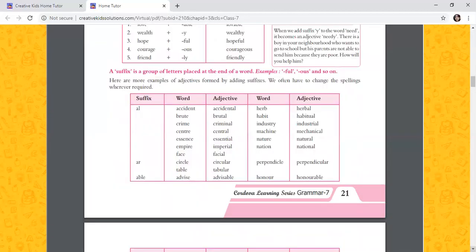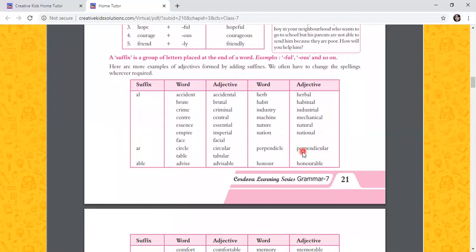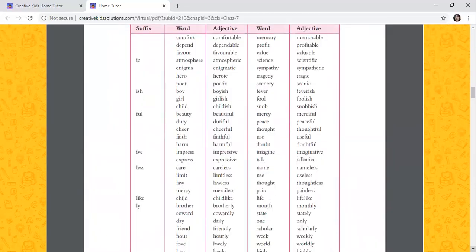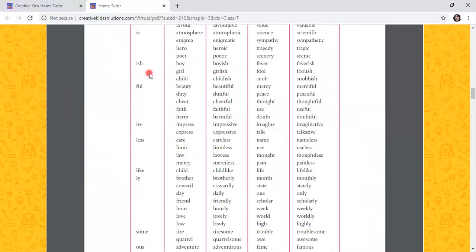Here, various examples are given by using the suffixes al, ar, able. Then atmosphere, atmospheric; science, scientist. By using ISH: boy, boyish; fever, feverish. Full: beauty, beautiful; mercy, merciful. IVE: impress, impressive; imagine, imaginative.